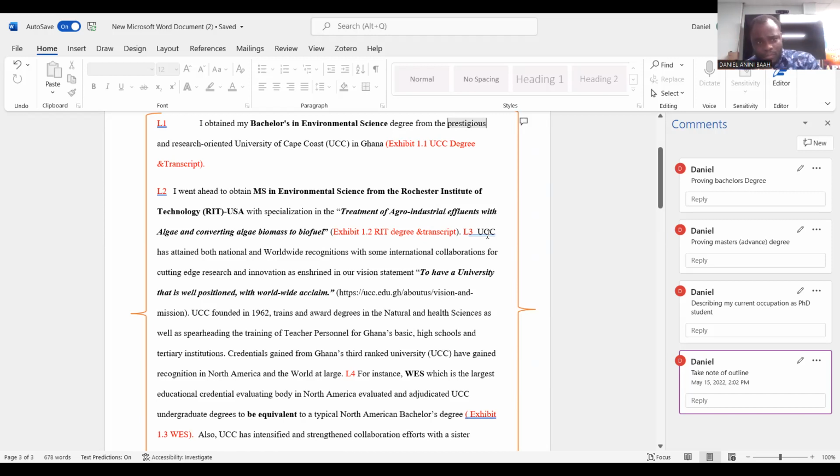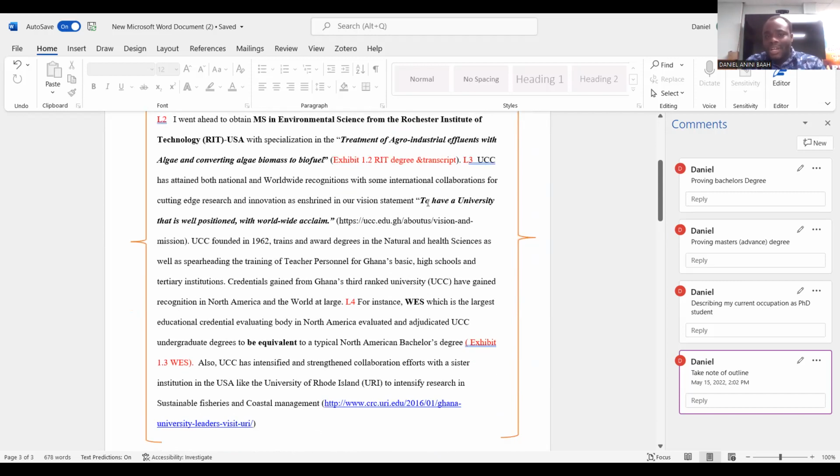UCC has attained both national and nationwide recognition with some international collaborations with cutting-edge research, innovation as enshrined in our vision statement to have a university that is well positioned with worldwide acclaim. And he added an exhibit as a link. It's acceptable at times, but you still have to print that page of the link and submit it as evidence. So this is the link. And you see that from line 3, he's trying to talk about his university. It's part of proving your advanced degree.